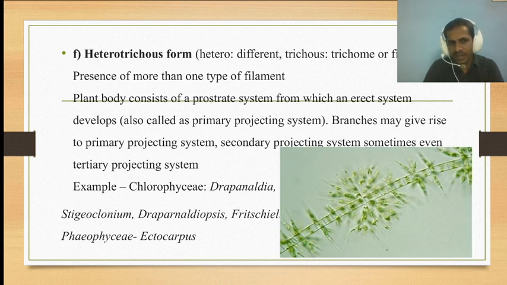The plant body consists of a prostrate system from which an erect system develops. They have two systems in the plant body, a prostrate system and an erect system. Branches may give rise to a primary projecting system and a secondary projecting system. Sometimes there is a tertiary projecting system, which is present in Chaetophora.